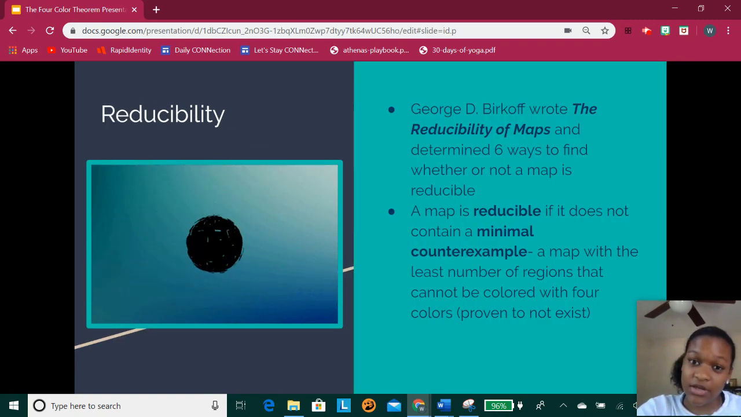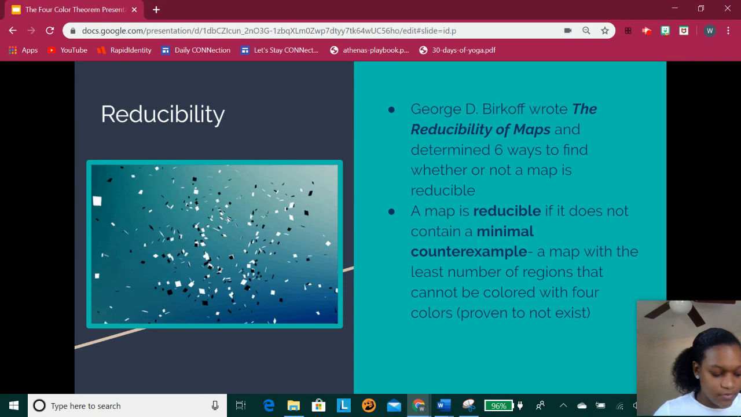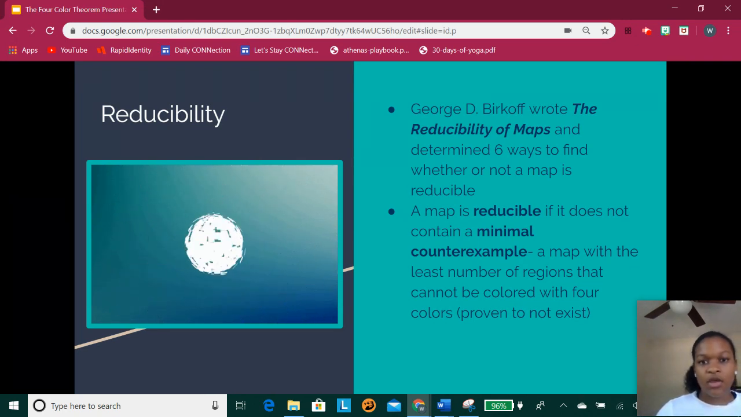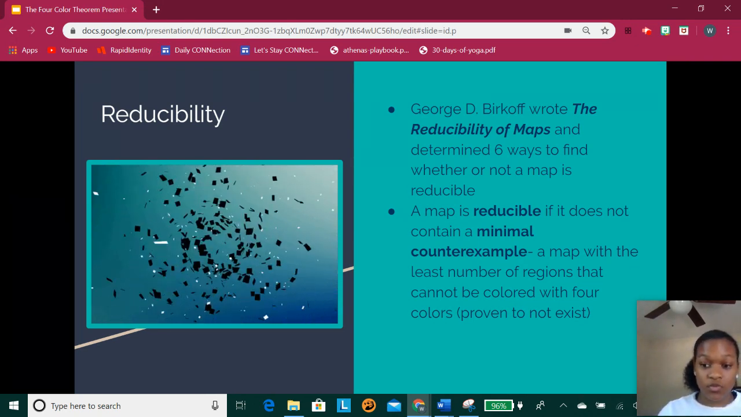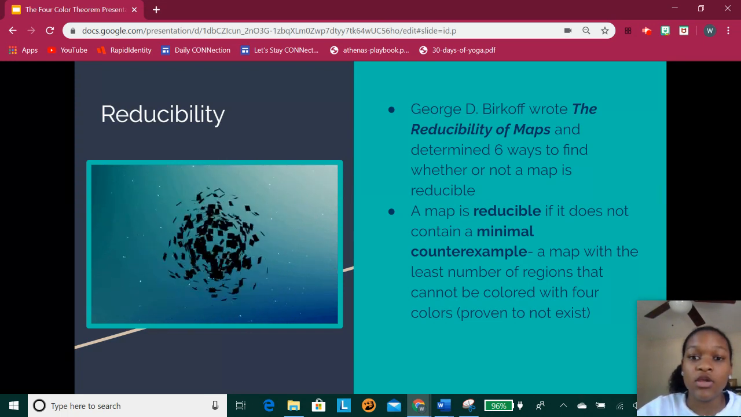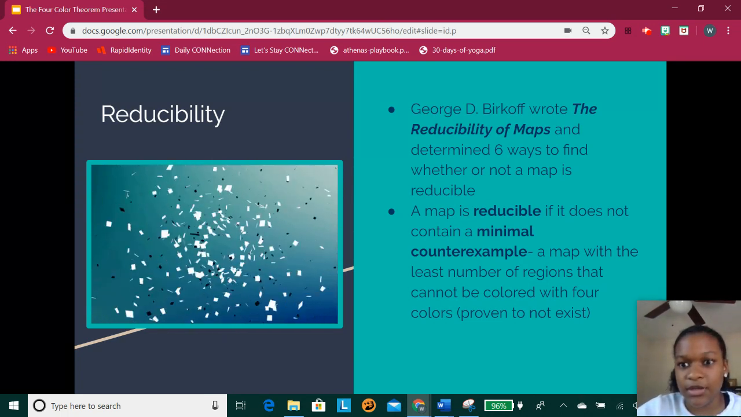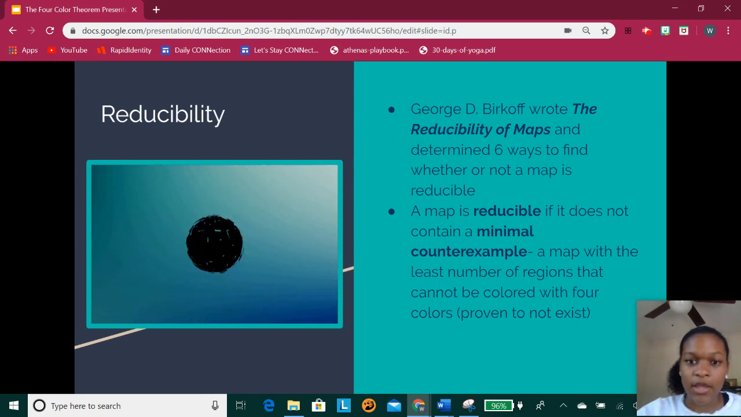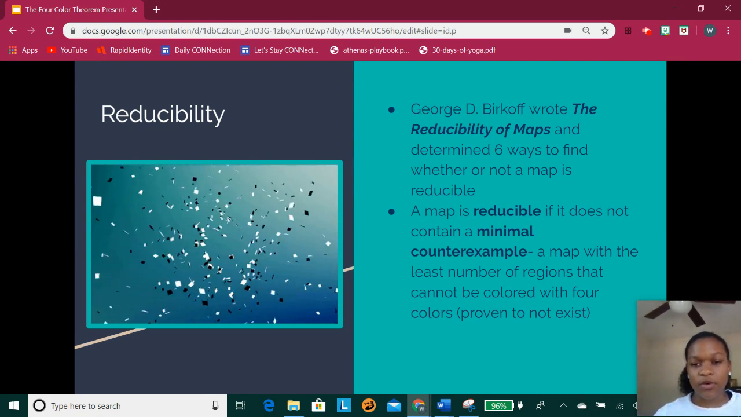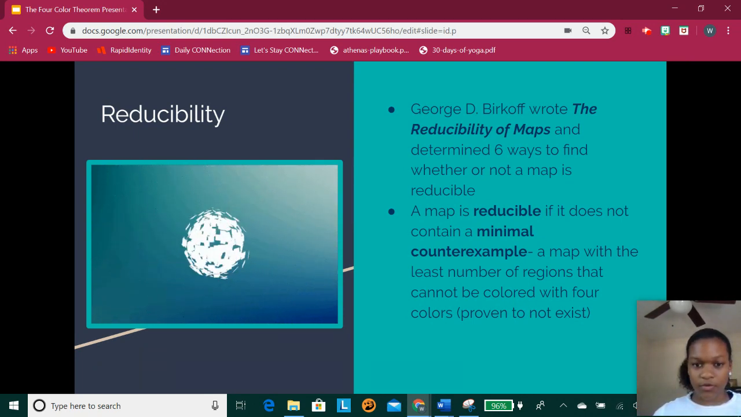The second ingredient is reducibility. Reducibility was researched and created by George D. Birkhoff in his writing called The Reducibility of Maps. And he determined 6 ways to find whether or not a map is reducible.